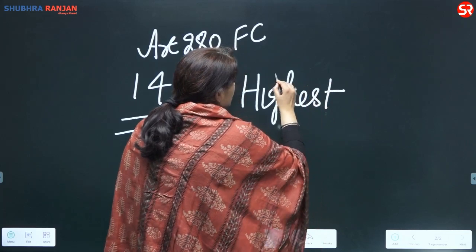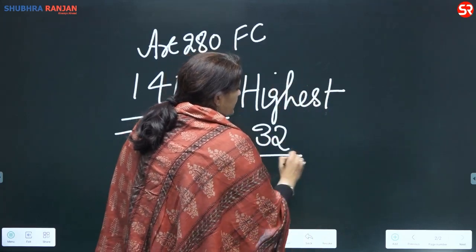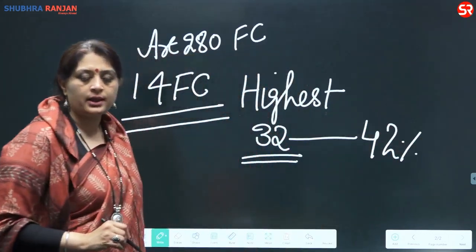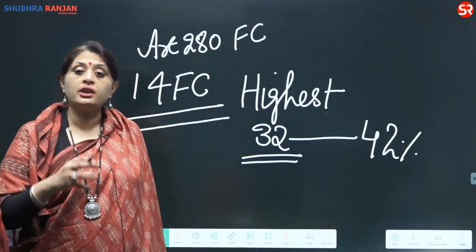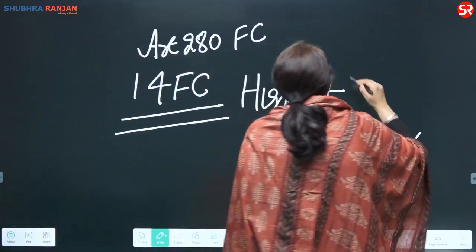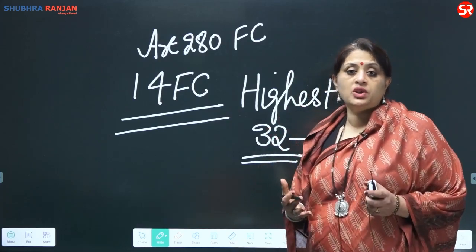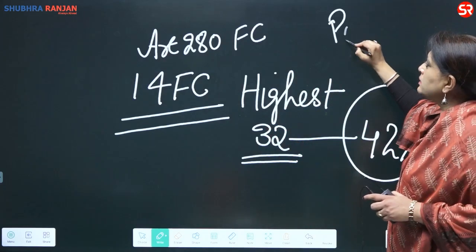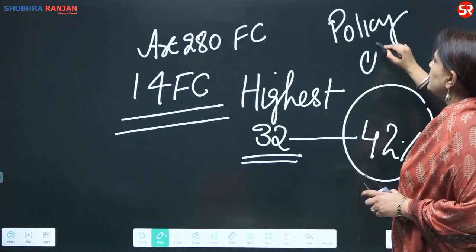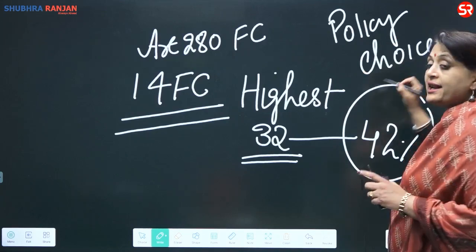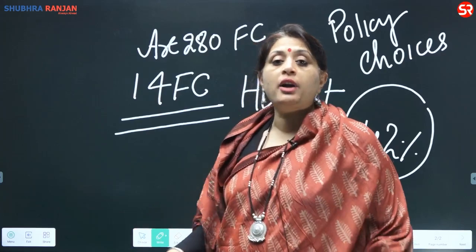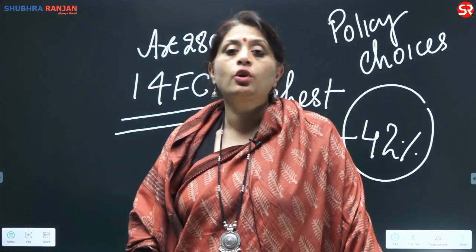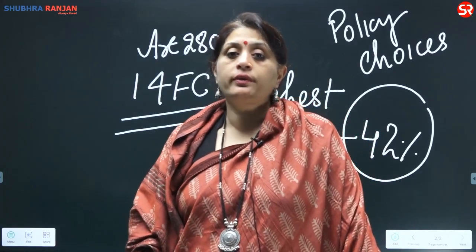They have made the share of states from 32% in the past to 42%. Fine. So increasing the share of the states means you are strengthening the federal dimension and you are creating more scope for policy choices which state governments can make. They will have more scope to have a developmental policy of their own choice. After all, that is the essence of federalism.